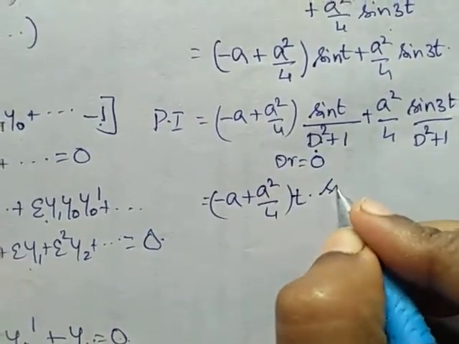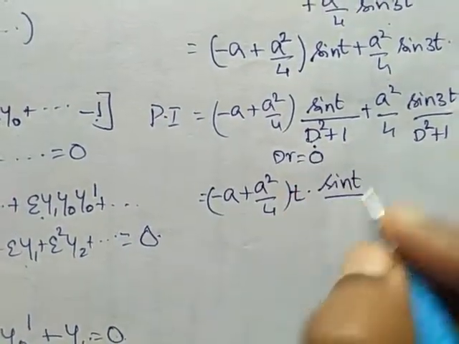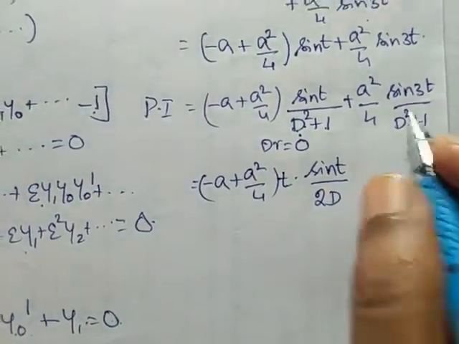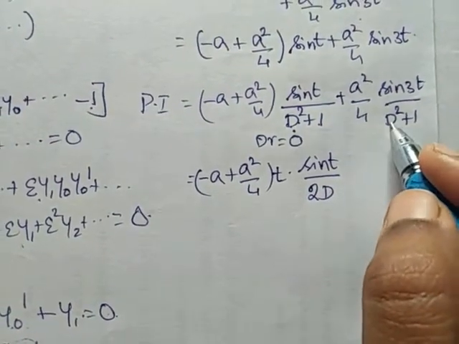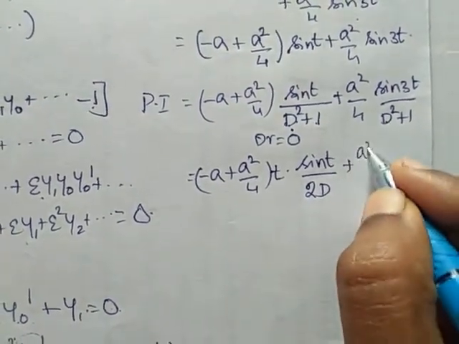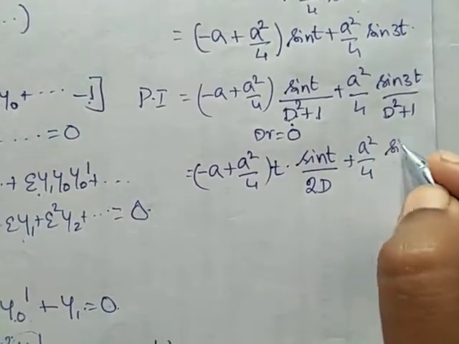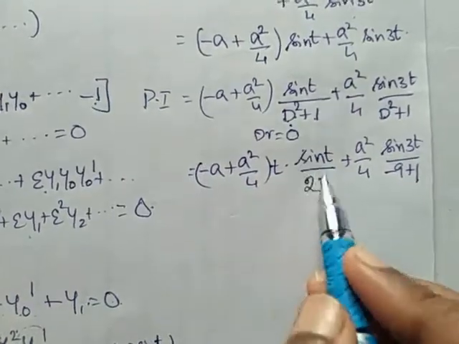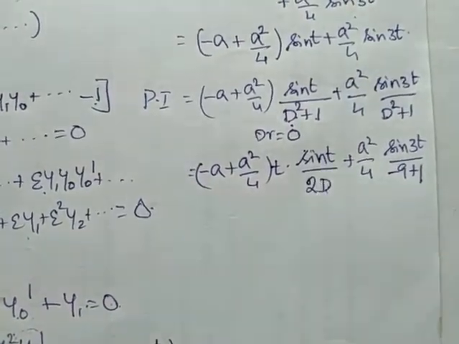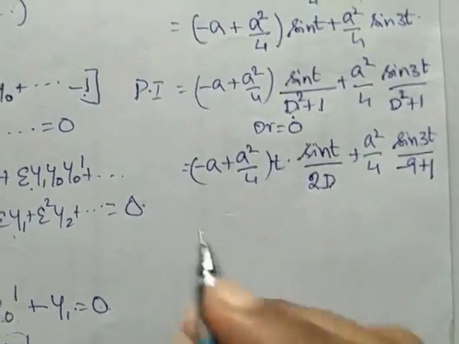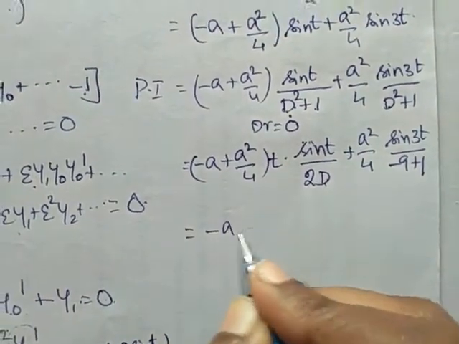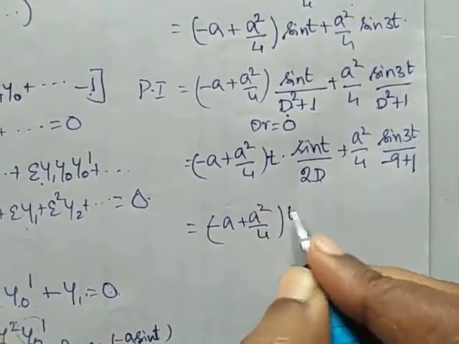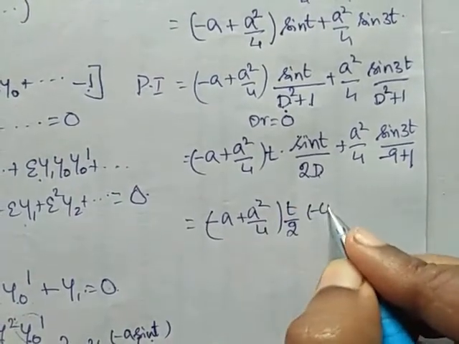t into sin t divided by D squared is 2D, differentiation of 1 is 0. For the second term, we have to replace D squared by minus 9. Therefore, a squared by 4 sin 3t by minus 9 plus 1. 1 by D is integration. Therefore, integration of sin t is minus cos t. Minus a plus a squared by 4 t by 2 minus cos t.